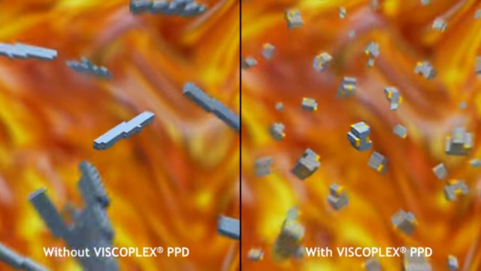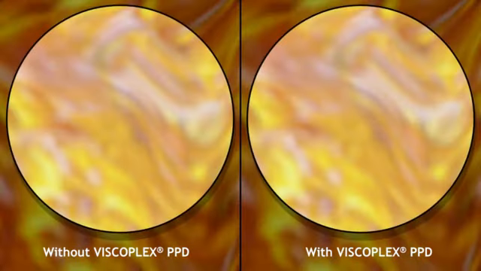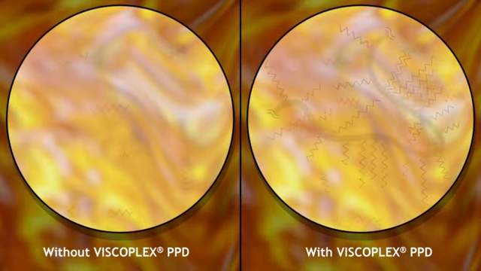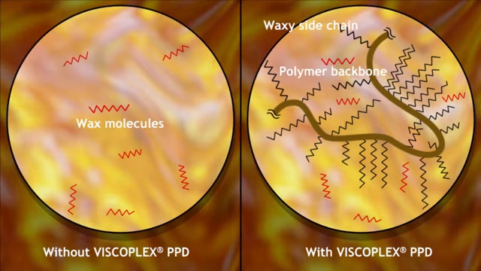Let's magnify further. How does the Viscoplex PPD modify the crystal size and shape? When temperature is above the PPD melting point and above the wax cloud point, the oil appears clear. As the temperature drops below the cloud point, in the view on the left, wax crystals solidify in the untreated oil. But in the view of the treated oil on the right, there are not only wax molecules, but also a PPD polymer backbone with a distribution of branching waxy side chains.